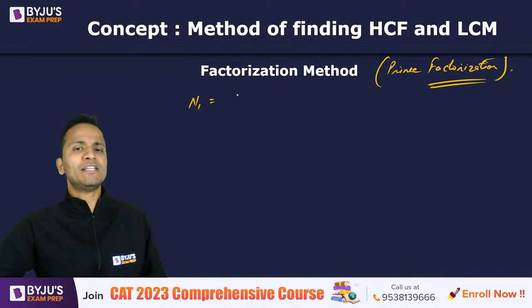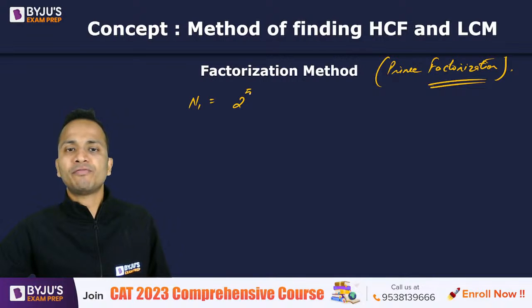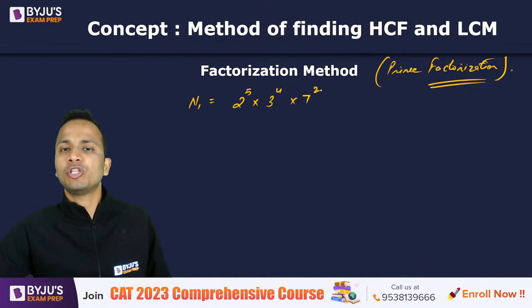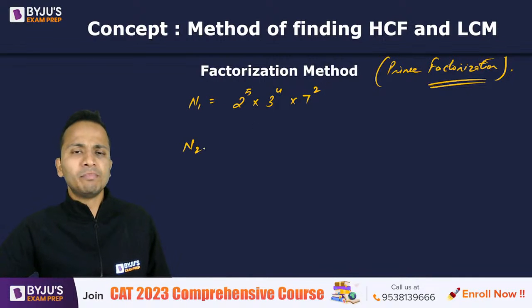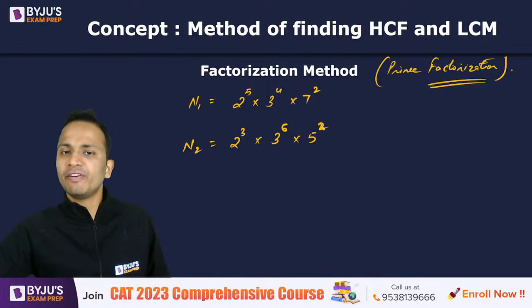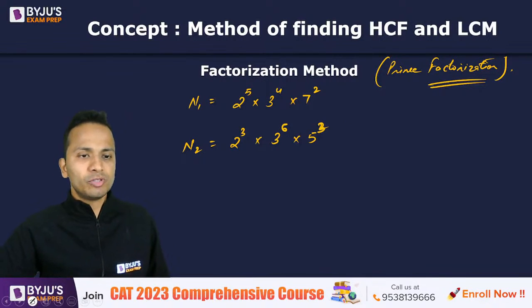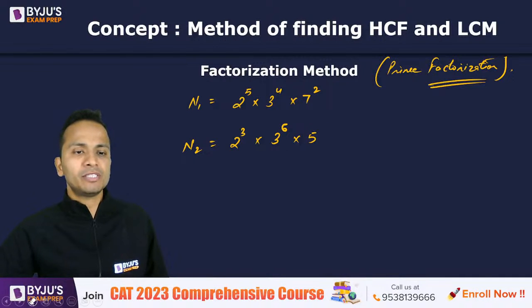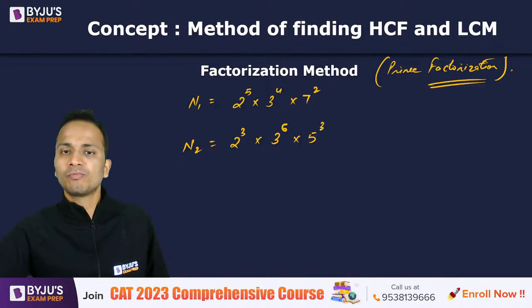So let's say the first number is 2 raised to the power 5 multiplied by 3 raised to the power 4 multiplied by 7 raised to the power 2. And the second number is 2 raised to the power 3 multiplied by 3 raised to the power 6 multiplied by 5 raised to the power 2, or make it 5 raised to the power 3. So these are the numbers n1 and n2.